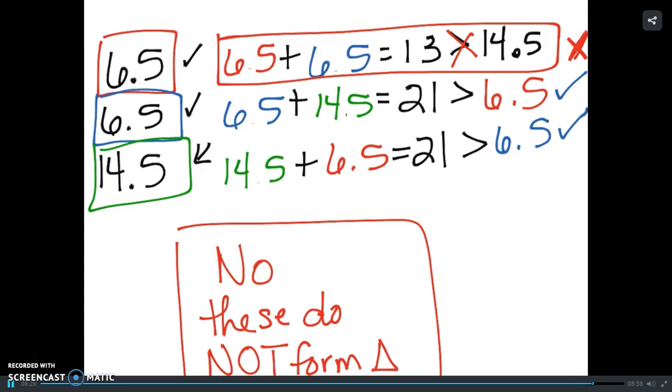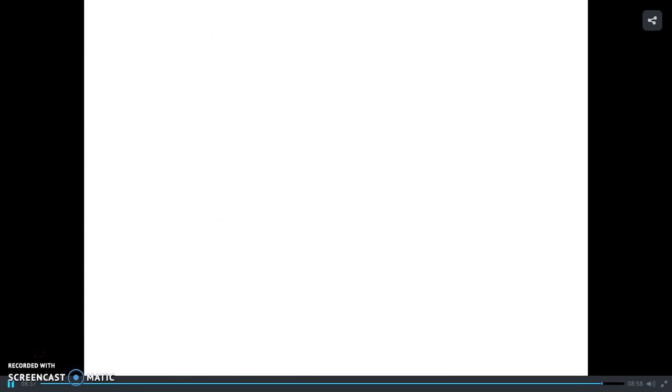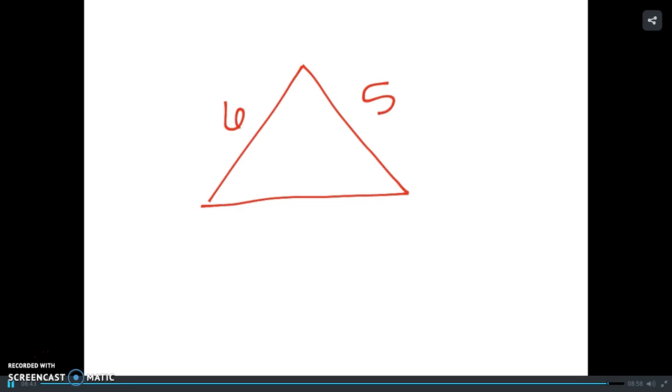Okay. In class on Monday at the beginning, we'll also talk about how you can use these to find the range of side measurements that you would possibly have for the third side. So in other words, if they tell you this side is 6 and this side is 5, what range would this side be able to fall into? And so we'll talk about that on Monday.